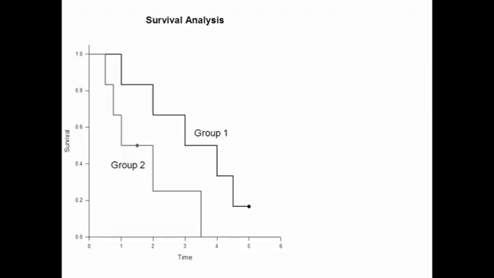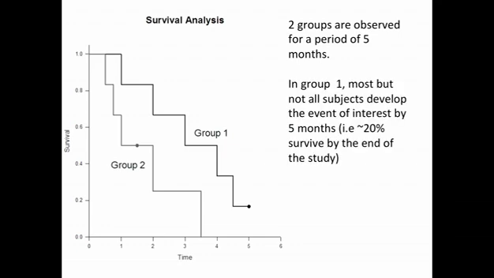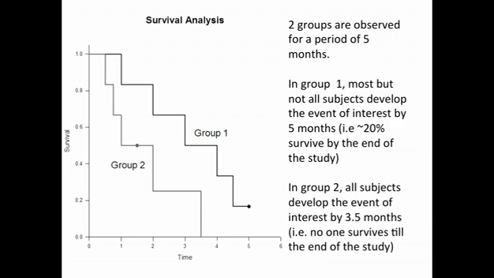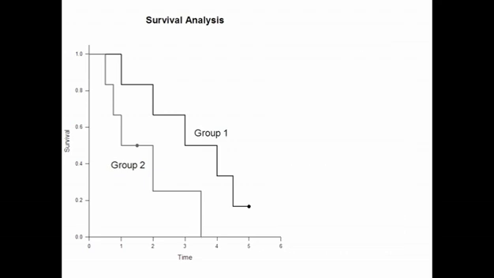In this example, 2 groups are observed for a period of 5 months. In group 1, most but not all subjects have developed the event of interest by 5 months. That is, nearly 20% survive by the end of the study. In group 2, all subjects have developed the event of interest by 3.5 months. That is, no one survives till the end of the study.